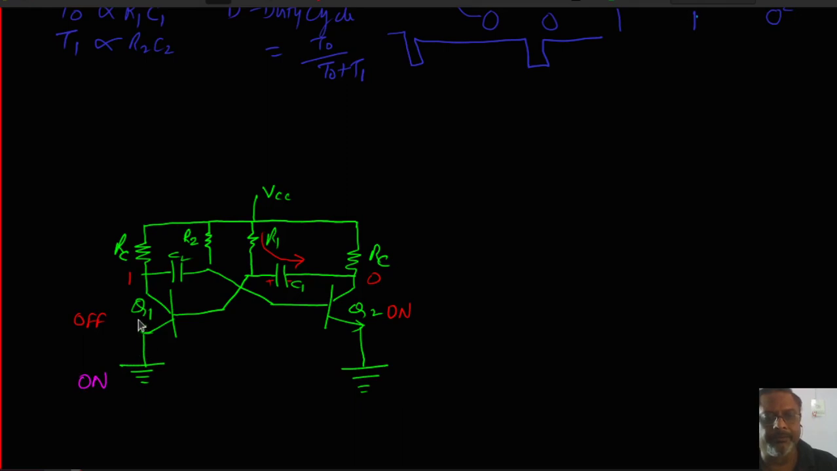transistor Q1. The moment Q1 is switched on, this voltage suddenly drops, and when this voltage drops, this voltage also drops, and hence this becomes off. And the moment this becomes off, this goes high, and this high continues to keep this on, and this low continues to keep this off.